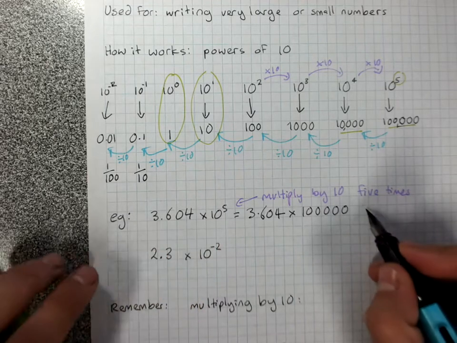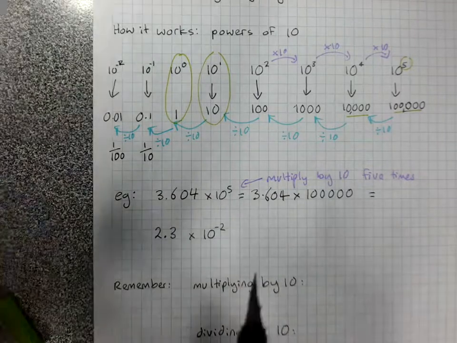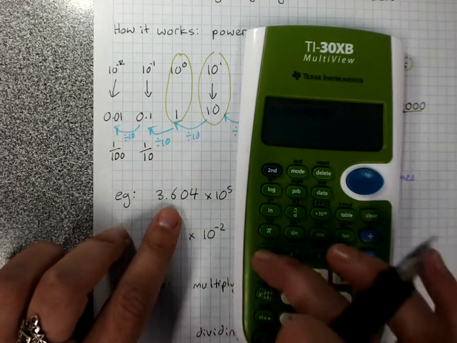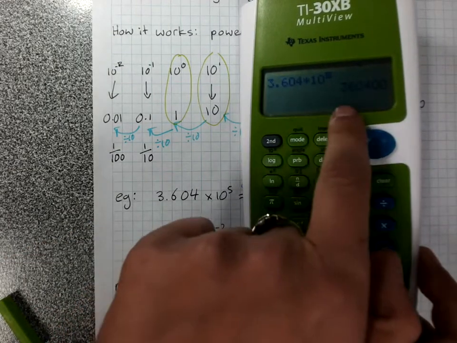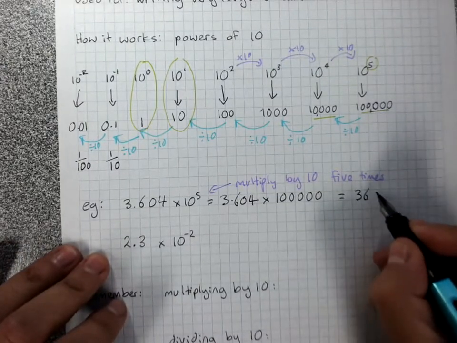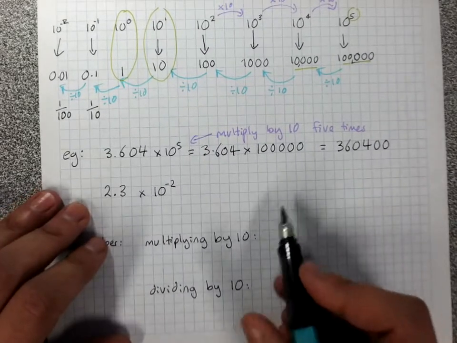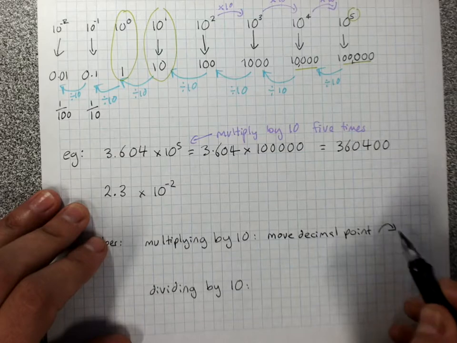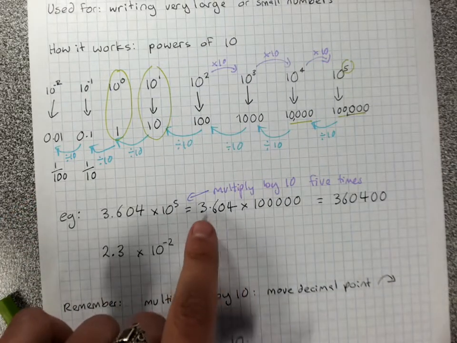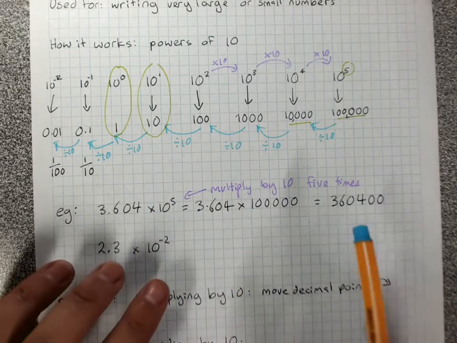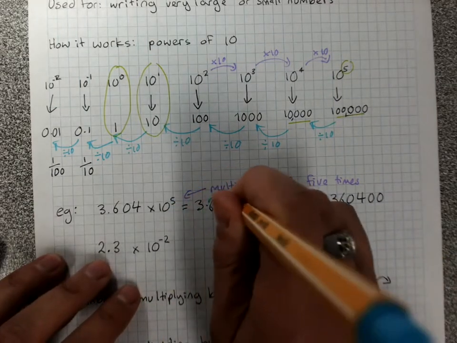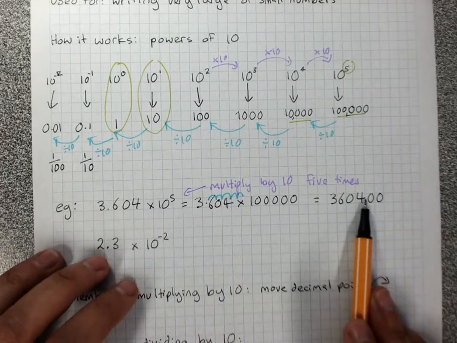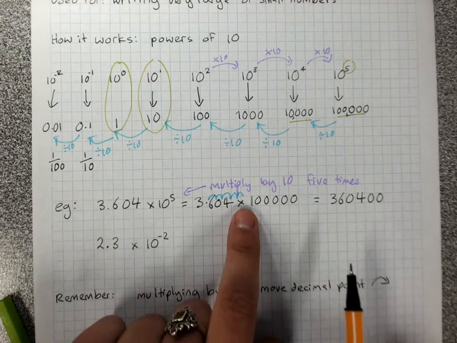So, since we remember that when we're multiplying by 10, in fact, let's just type this into the calculator. 3.604 times 10 to the power 5, 360400. Remember, when we're multiplying by 10, we move our decimal point one spot to the right. So really what I've done, 3.604 times 10 to the power of 5, is I've moved my decimal point 1, 2, 3, 4, 5 spots. I've rewritten the number, 1, 2, 3 movements of the decimal point, and then since I had to jump it twice, I need to add in 2 more zeros.